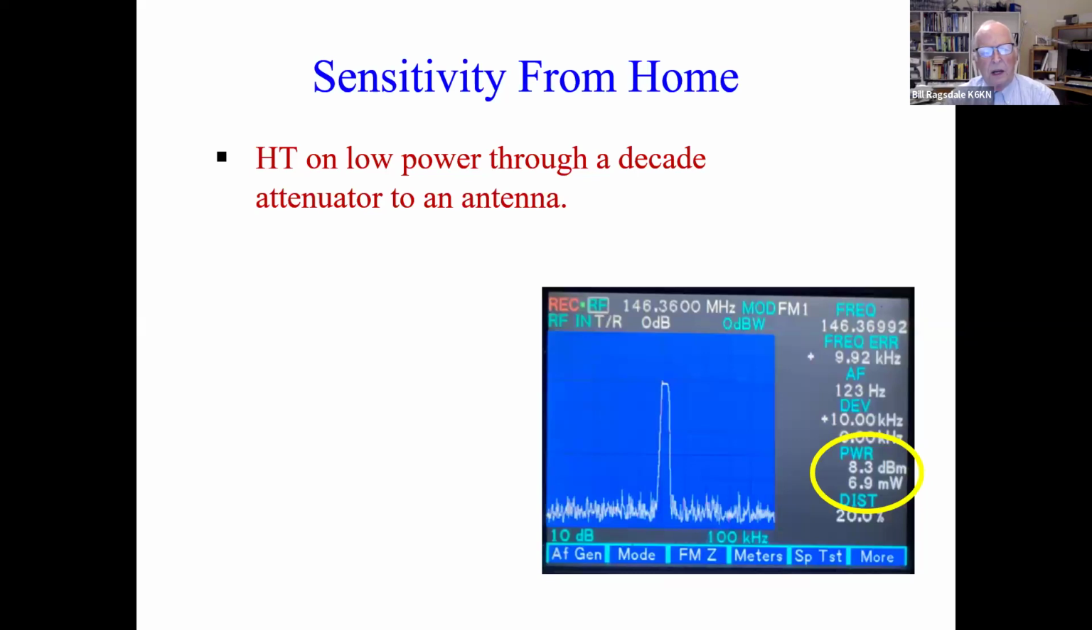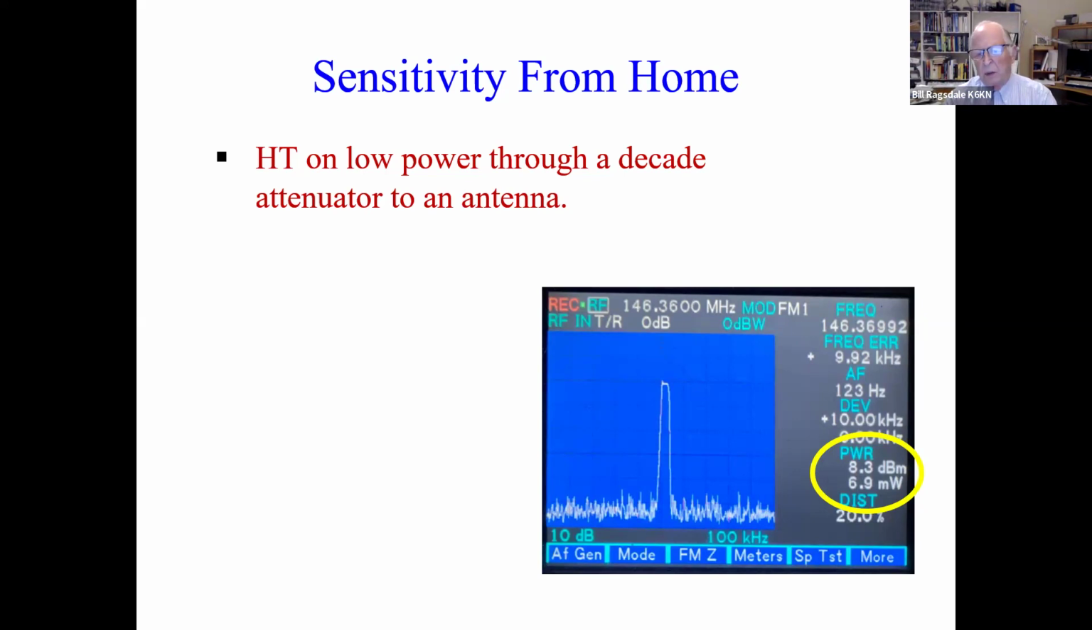Here's a test that I can actually do from home, and that is I take that setup with the HT and the attenuator and put it into a rooftop antenna. And so I then activate the receiver until it breaks squelch. And then in this case, I can measure my power level by feeding it directly into my service monitor. So I don't have to make those rough guesstimate numbers. I can get the precise value.